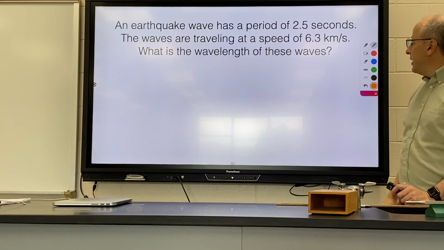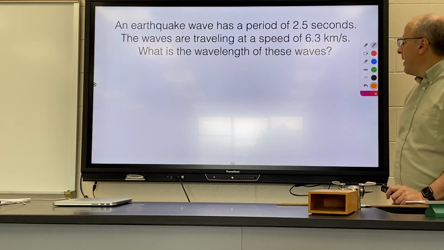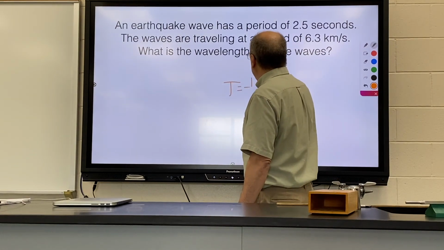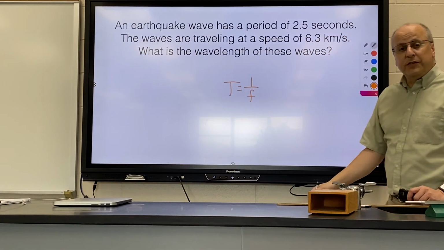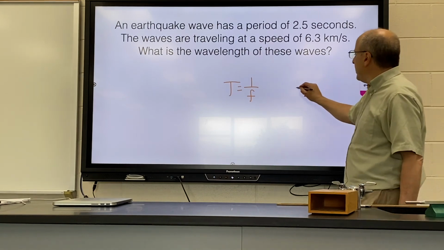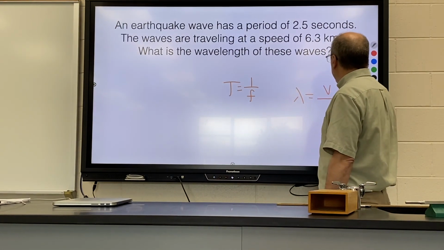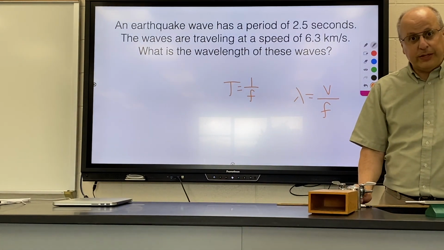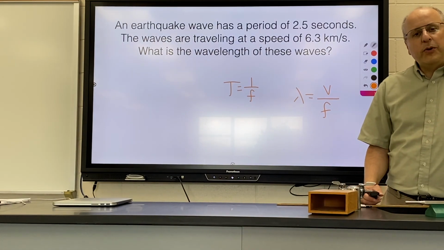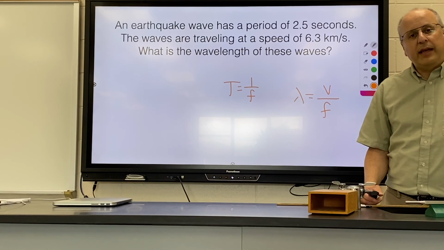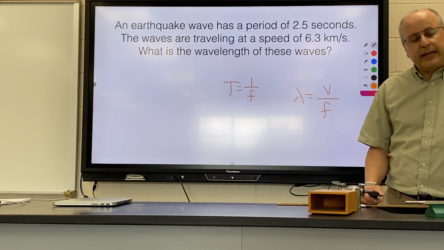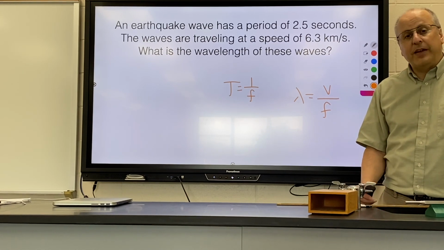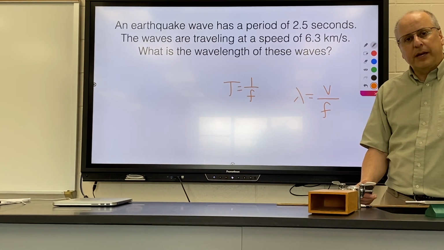The final one I'd like you to try is for an earthquake. And this time I tell you the period. So remember that period and frequency are reciprocals of each other. So before you can use our new formula, you have to use the old formula to turn period into frequency. I know I went quick. I hope you understand how wavelength and frequency are connected for sound waves, and you can work through all of these problems. If you have any questions, see me during the Macaulay one time.